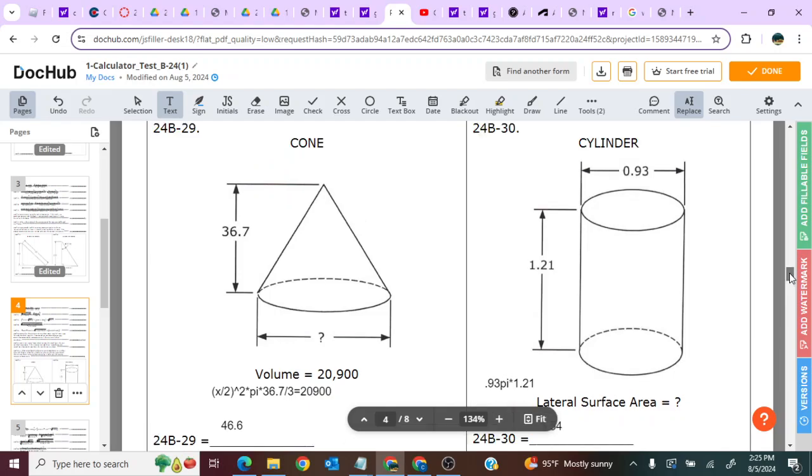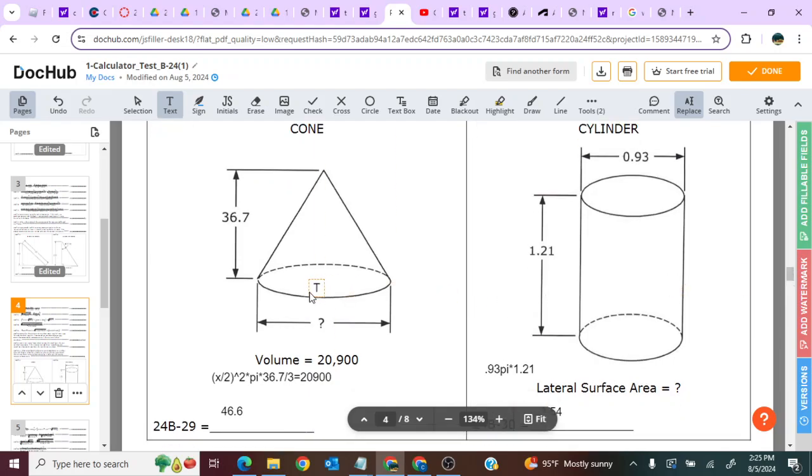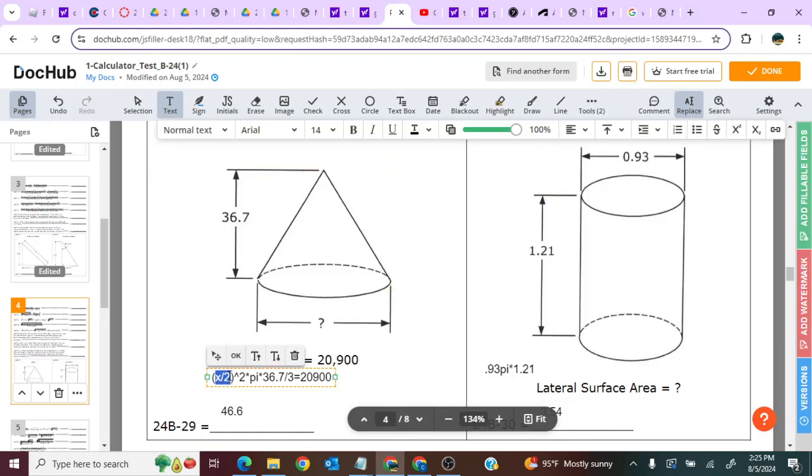29. Okay, you're given a cone. Volume of a cone is the base times the height over 3. So the base is this unknown over 2, which is your radius, squared times pi. That's your base. Then you multiply it by your height, divide by 3, and that value has to be equal to 20,900. Put that in EQ solver, and you get 46.6.